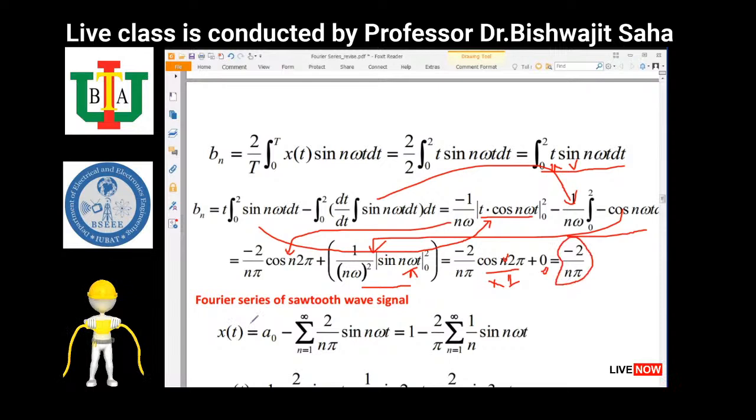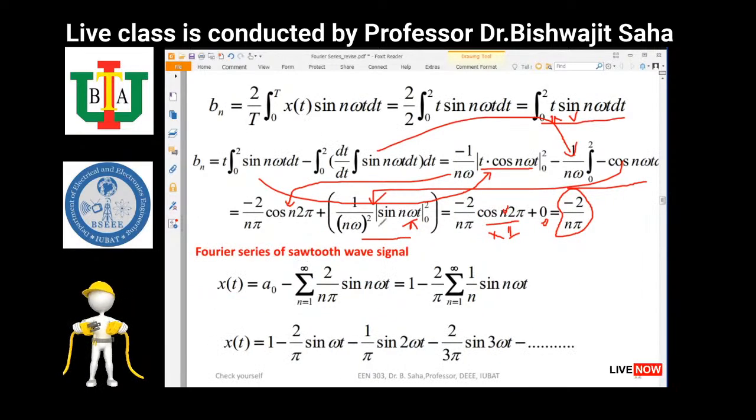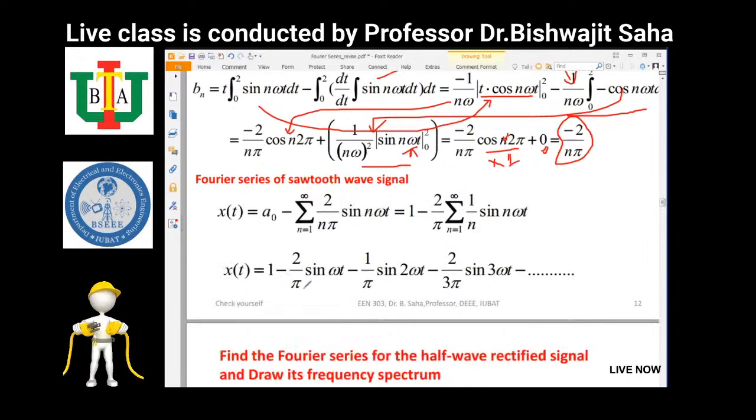So our Fourier series: A0 we have got 1, and the summation of an is 0, so we don't need to consider it. Bn coefficient is minus 2 over n pi, so minus comes in front. You can consider the first fundamental frequency is available, then the second harmonic also available, third harmonic also available. But all are sine terms. DC value and sine terms are available. No cos term available.